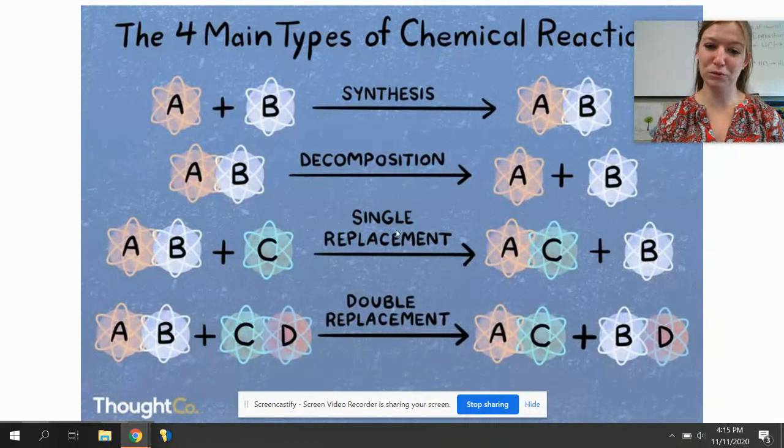Then we have single replacement. Just like it sounds, A and B are together. Maybe they're trying to work things out. And then in walks C. Oh man, all right. This isn't C's fault. Okay, let's just keep that in mind.